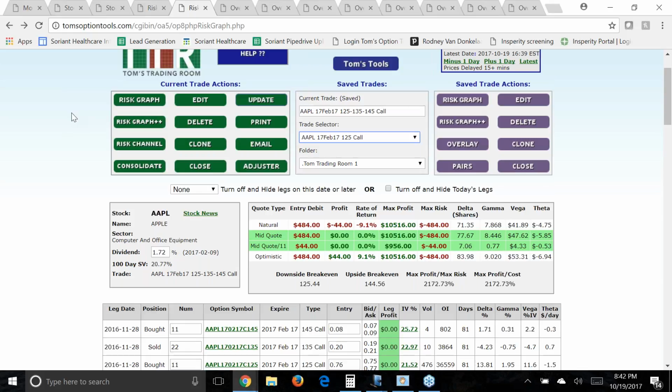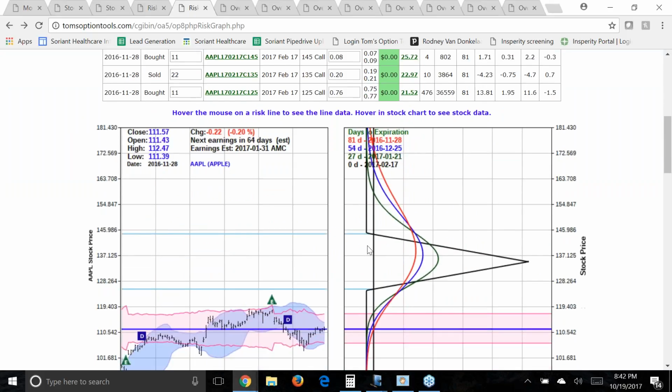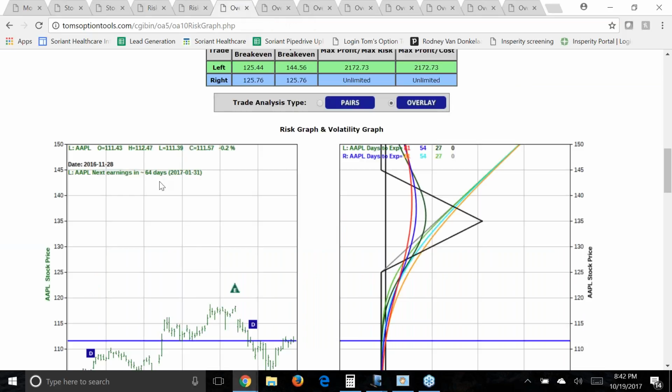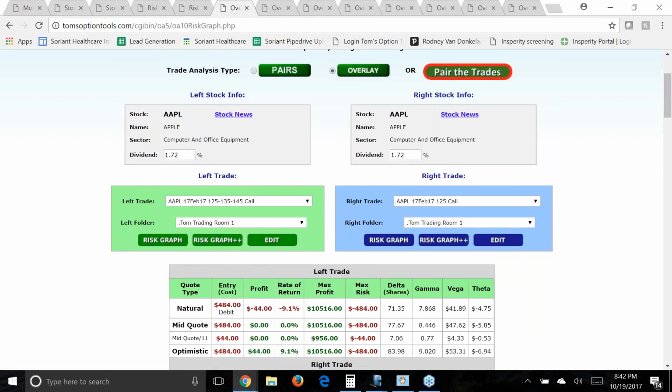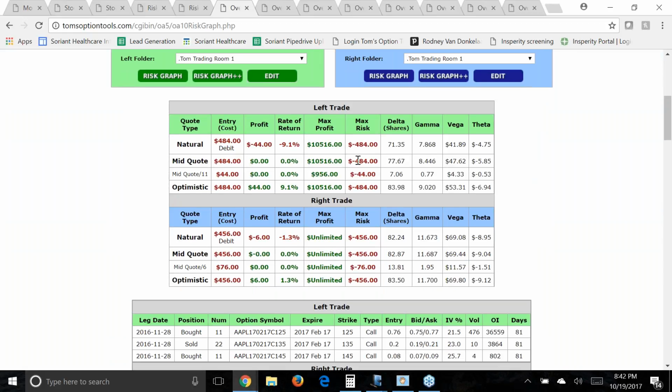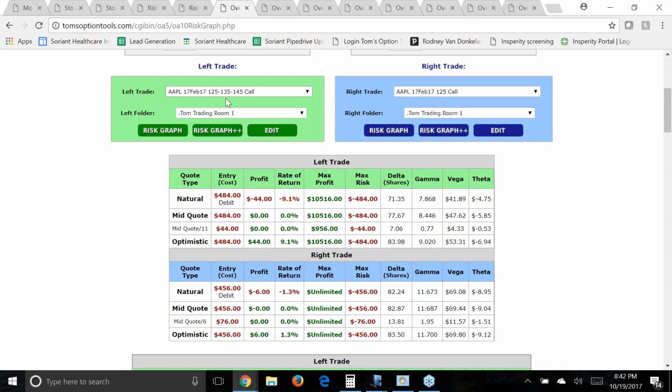So now what we're looking at is the actual butterfly, and when you hit the overlay button, it allows me to do a comparison of two different trades. Again, we're still back in time on November 28th, and there are two trades that we're looking at. If you haven't seen overlay before, I'm going to talk through it. It is one of the smartest ways to learn, by comparison, taking a left trade, which is basically the green trade, which is my butterfly, and comparing it to a right trade, which is a long call.